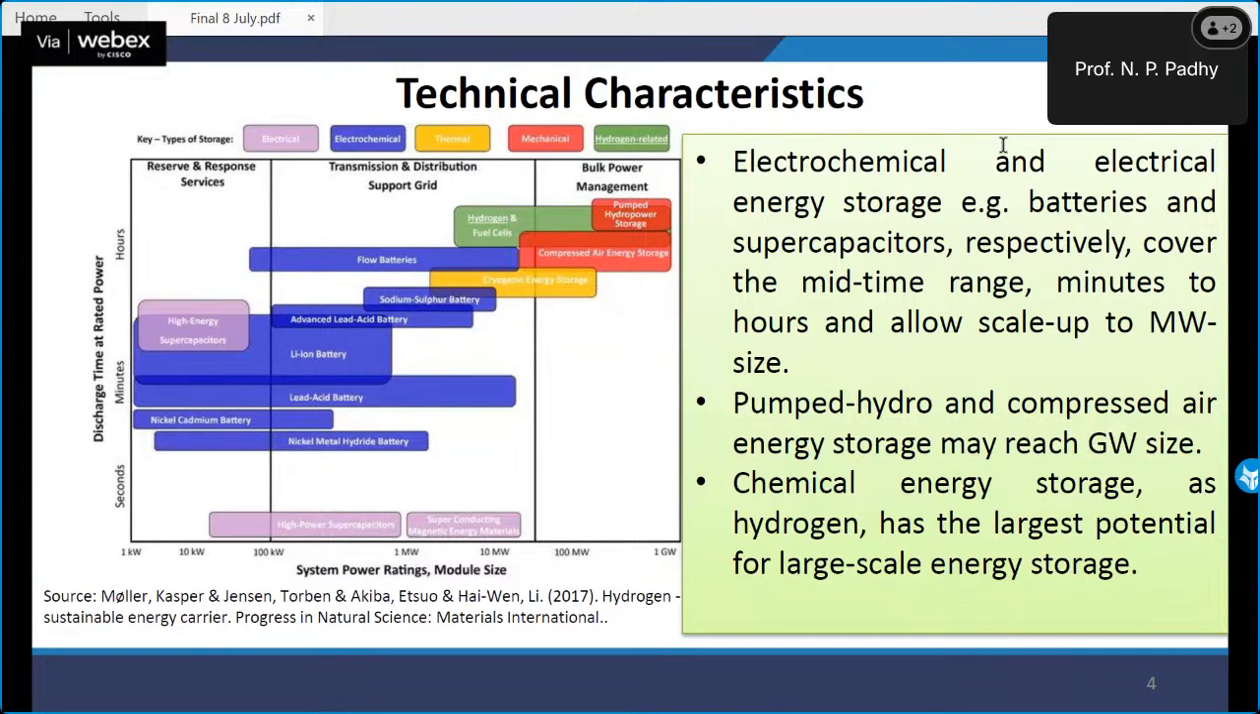Electrochemical and electrical energy storage, for example batteries, cover the mid-time range, minutes to hours, and allow scale up to megawatt size. Pumped hydro and compressed air energy storage may reach gigawatt size. Chemical energy storage as hydrogen has the largest potential for large-scale energy storage.